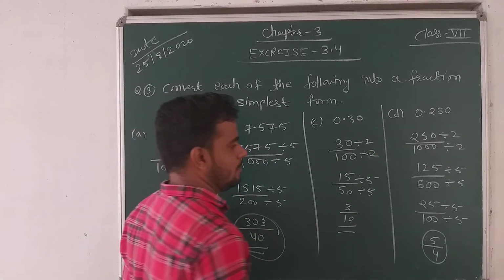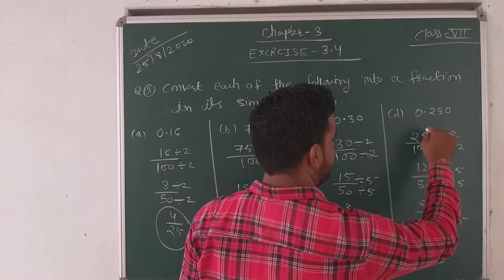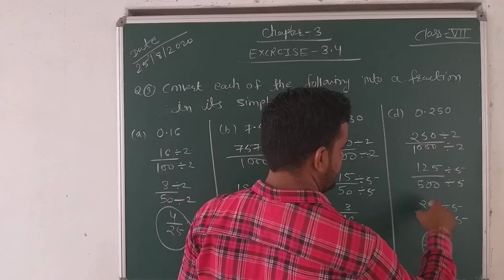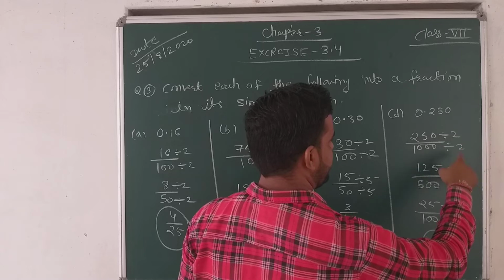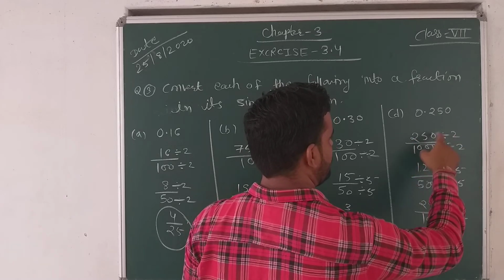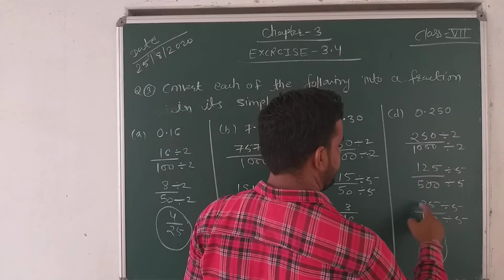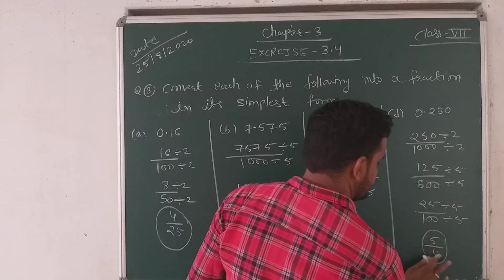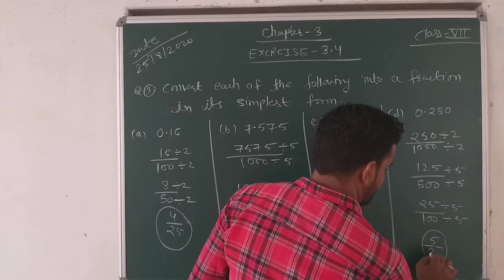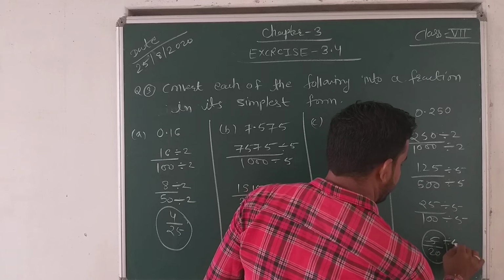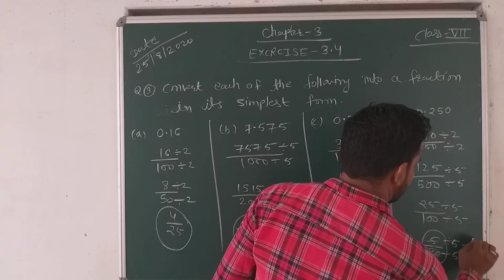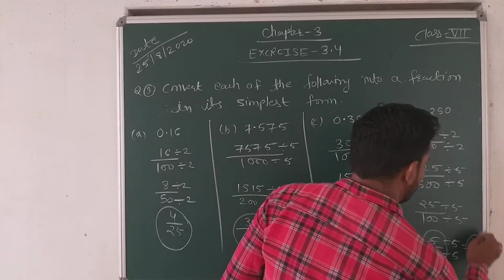Okay, let's see. Wait. 5 fives are 25. So here divide again by 5 and divide by 5. So 1 by 4 is your simplest form.